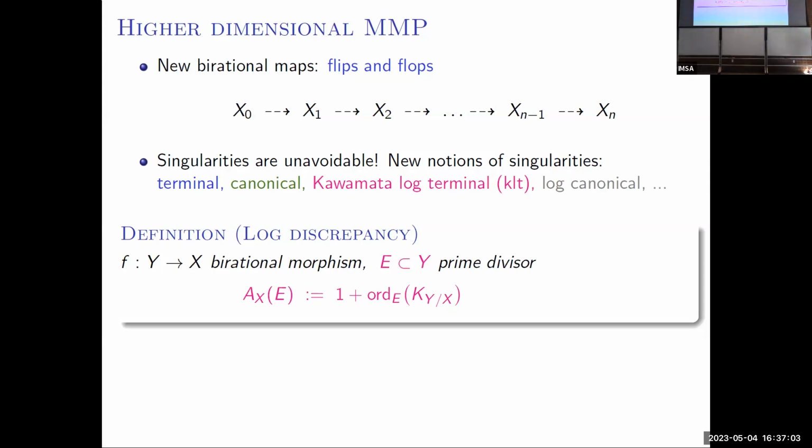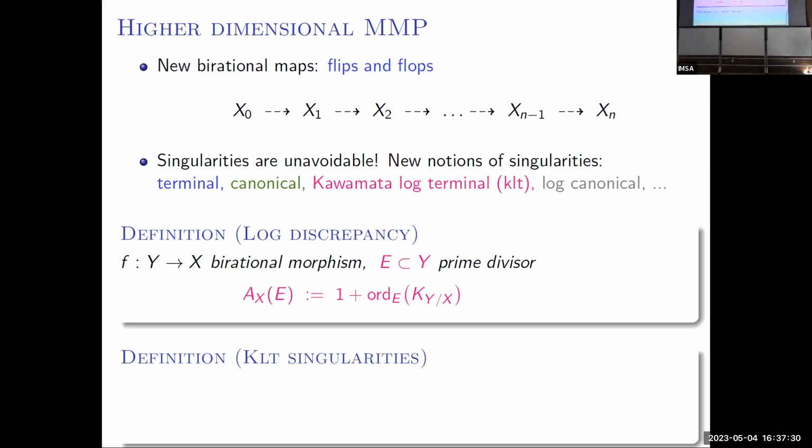And then if I take the coefficient of this exceptional divisor, this is what we call the log discrepancy. Well, for some technical reason here, I'm going to add 1 to it. But you should think of this discrepancy as measuring the coefficient of this divisor in the relative canonical. So this is where the canonical classes differ.